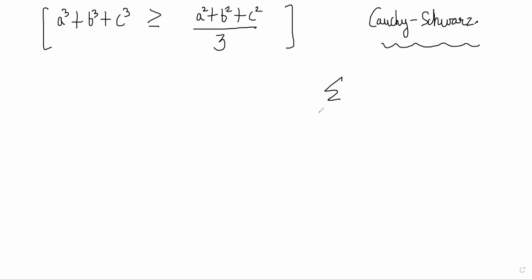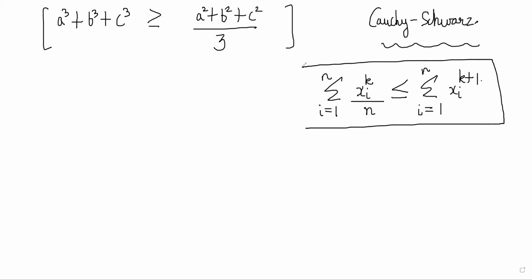Summation of i goes from 1 to n, xi to the power k, by n is less than or equal to summation of i goes from 1 to n, xi to the power k plus 1. This is what I want to prove for you.